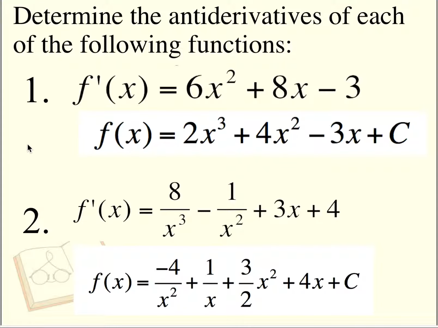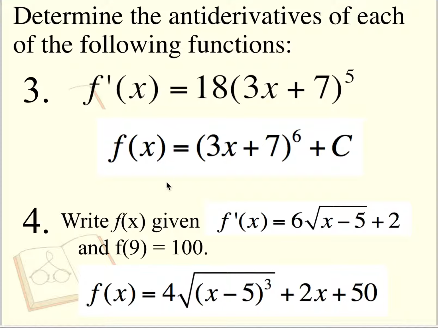So for number 1, f of x equals 2x cubed plus 4x squared minus 3x. Don't forget your plus c. Number 2, you can bring your derivative, or the x to the third, up to the top and use x to the negative third, and then use the power rule that way. And then I just simplified my antiderivative so that it didn't have any negative exponents.